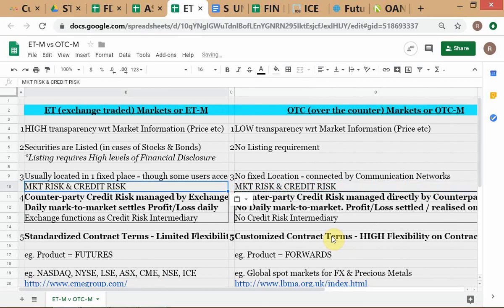And what are we going to write in the OTC markets? In the ETM, what do you think? Which one of them will drop out? Which one do you think will drop out in ETM? Credit risk will drop out. Market risk is always going to remain.